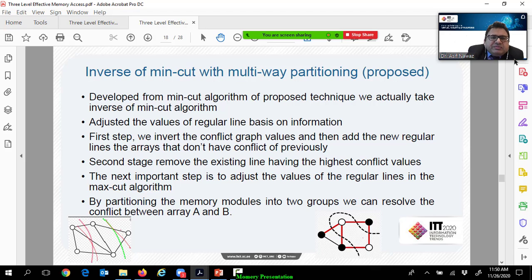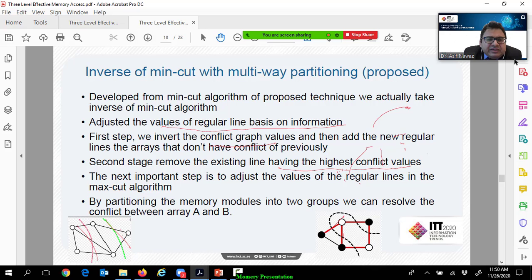So what we have done, we have adjusted the value of regular lines on the basis of information, so the regular lines which are the delays. The first step is we inverted the conflict graph values and then added new regular lines to the array to make it easy. Again, this is the implementation of the algorithm. And the second stage is to remove the existing line having the highest conflicts. So once we draw new lines, we remove the old high conflict lines.